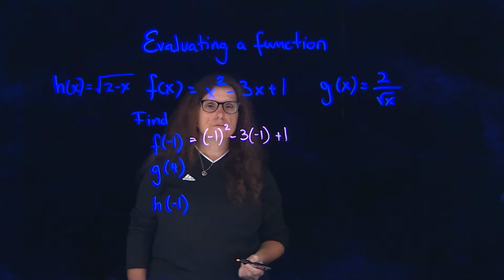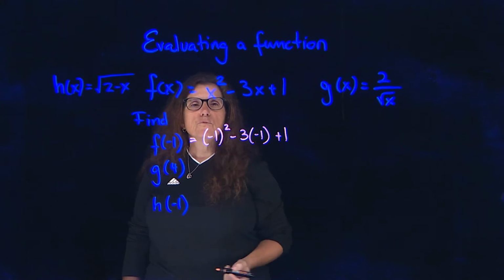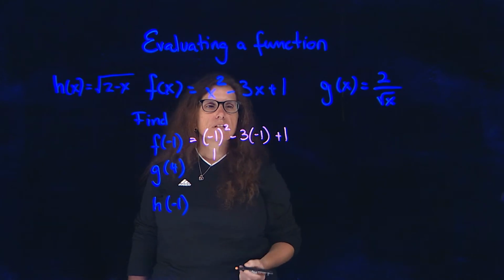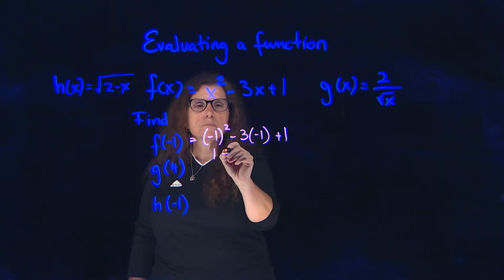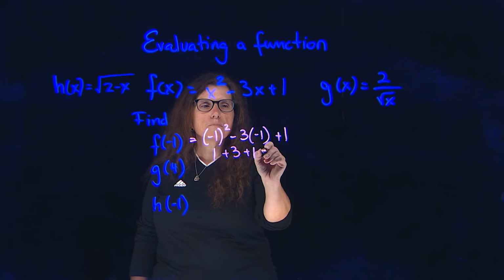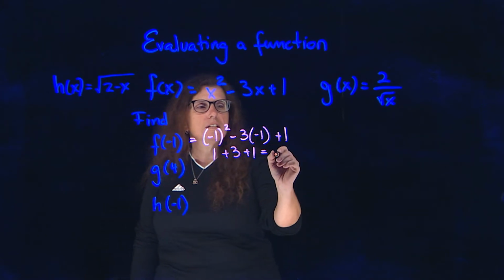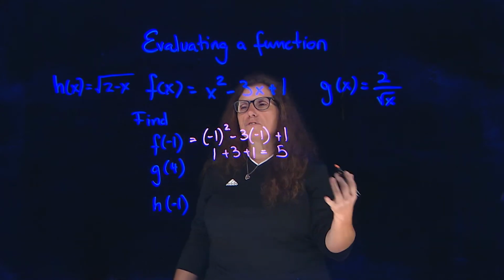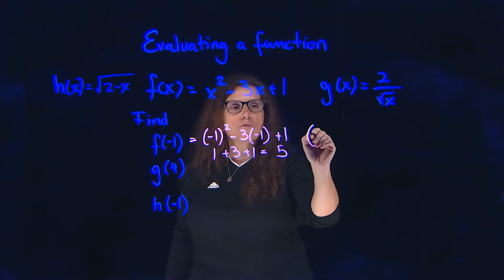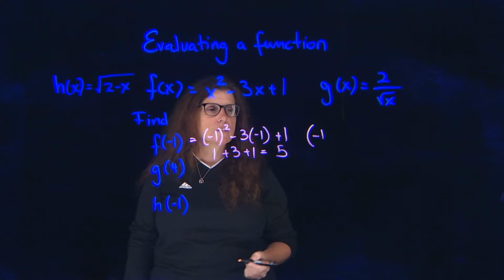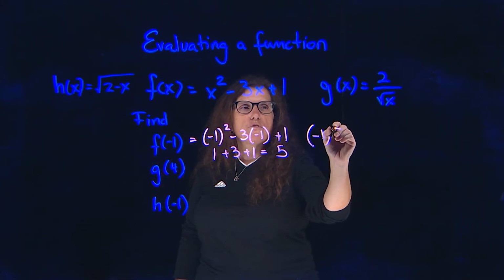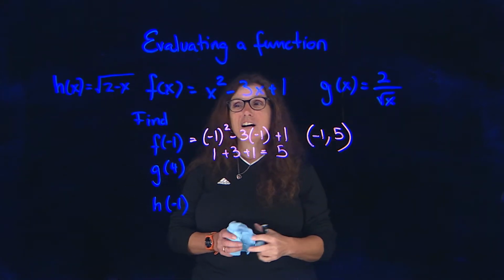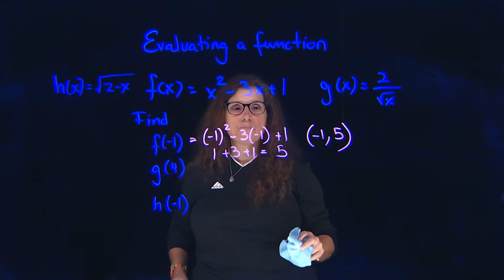Now you have to do the arithmetic. Negative 1 squared is positive 1. Negative 3 times a negative 1 is a plus 3, and then we have another plus 1, so that would be equal to 5. What that really means is I could write it as an ordered pair. My ordered pair would be negative 1 for the x-coordinate and 5 for the y-coordinate, because f of x is really nothing other than finding the y-coordinate.